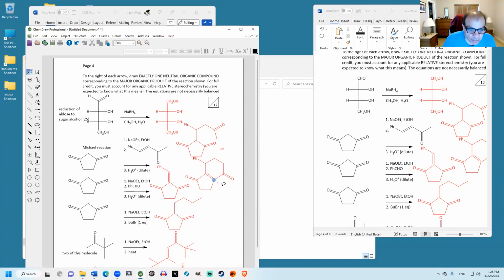I also accepted this one, since this could come about by an intramolecular aldol addition, deprotonating here on the methyl group, then the enolate attacking this carbonyl, followed by protonation and dehydration. I don't think you'd even need to heat this one because the double bond that you get is conjugated to both carbonyls. So there's a very strong driving force to losing water. So I don't even think you'd need to heat it. But we accepted both answers.